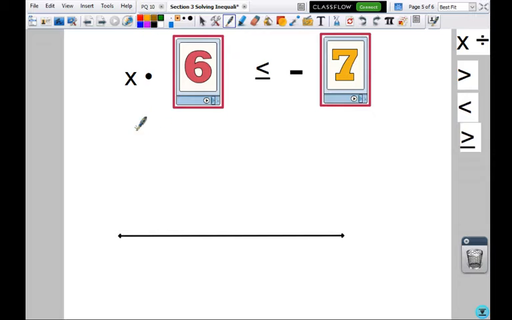So what you're normally going to see when you do this problem, it'll look like 6x is less than or equal to -7. So we're just going to do this one together. Well, I'm going to put a line right here so it looks like a 7. There we go.